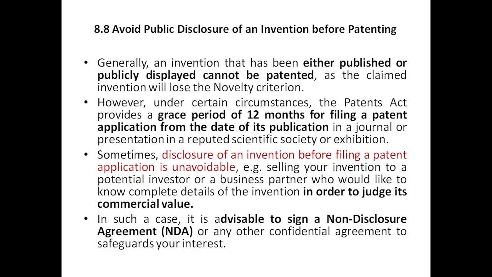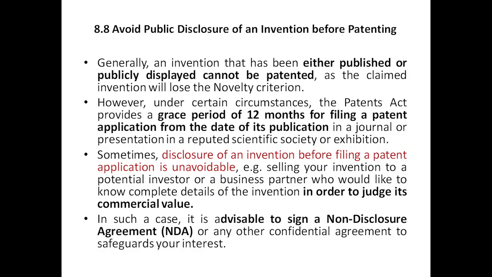Generally, an invention that has been either published or publicly displayed cannot be patented. When you post on social media, it is publicly displayed. And when something is published in papers, research articles or review articles, the claimed invention will lose the novelty criteria. That first criterion it will lose, because it already exists, right? The machine will tell it already exists. The plagiarism check will show where it exists.